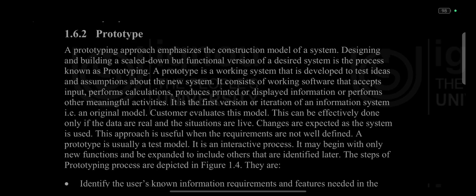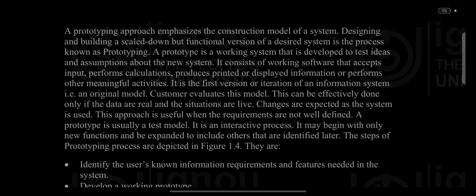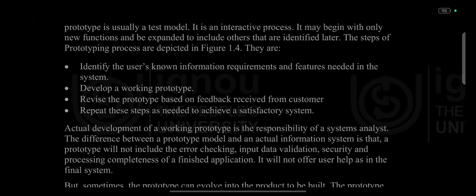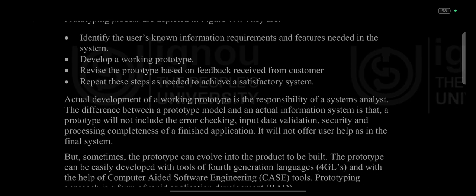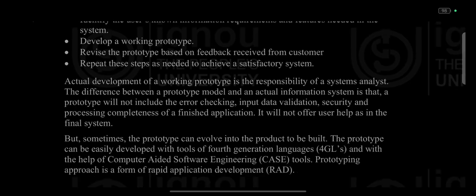The steps of the prototyping process are depicted in Figure 1.4. They are: identify the user's known information, requirements, and features needed in the system. Develop a working prototype. Revise the prototype based on feedback received from the customer. Repeat these steps as needed to achieve a satisfactory system.